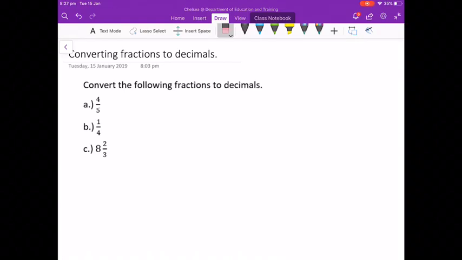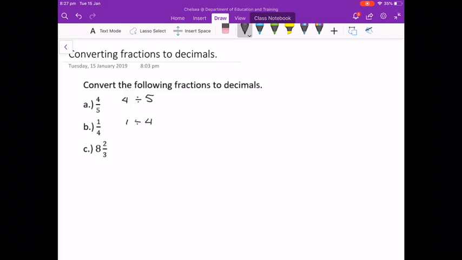Today we're going to be converting fractions to decimals, and I'm going to show you a couple of strategies. We have the fraction 4/5. That can also mean 4 divided by 5, where our vinculum can also mean division. So 1/4 is 1 divided by 4.